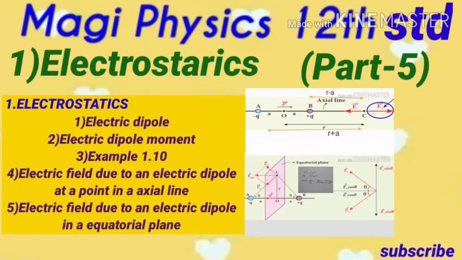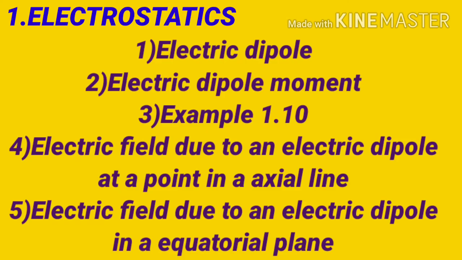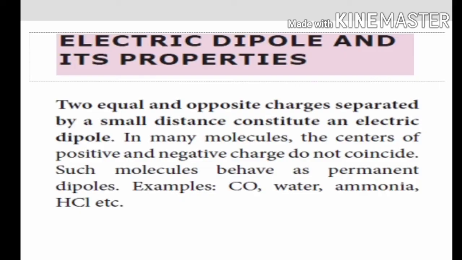Hello students, now we are going to discuss the following topics in the first lesson, electrostatics. First one, electric dipole and its properties. What is meant by electric dipole? Two equal and opposite charges separated by a small distance constitute an electric dipole.